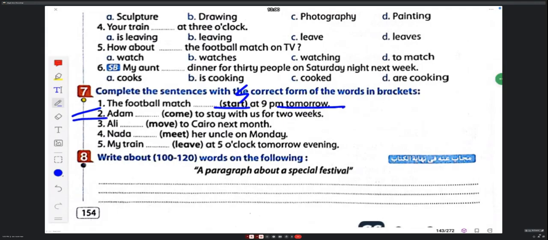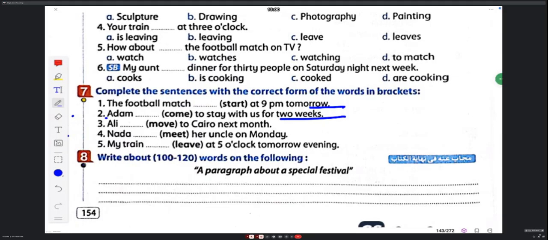Okay. Luigi, Adam is coming to stay with us for 2 weeks. Bravo, is coming. We omit the E at ing, is coming, because it's an arrangement. Luigi, Ali is moving to Cairo next month. It's arranged. Okay. Lamar, Nada is meeting.